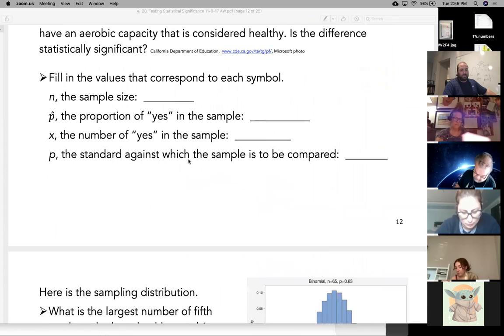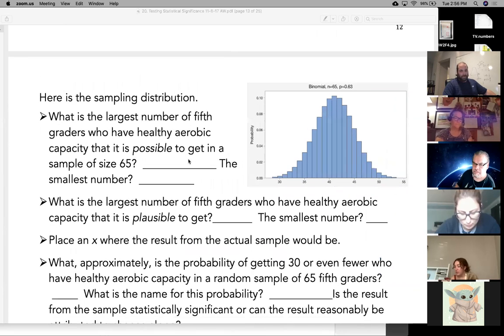So let's scroll down. So here is a sampling distribution. Again, this is based on the assumption that 63% is correct. If 63% is really correct, our sampling distribution would look like this. What is the largest number of fifth graders who have healthy aerobic capacity that it's possible to get in a sample of size 65? 65. I'm sorry, what's the smallest number in a sample of size 65? About 0, right? You can have 0. Okay. What's the largest number that is plausible to get based upon this graph? About 54.